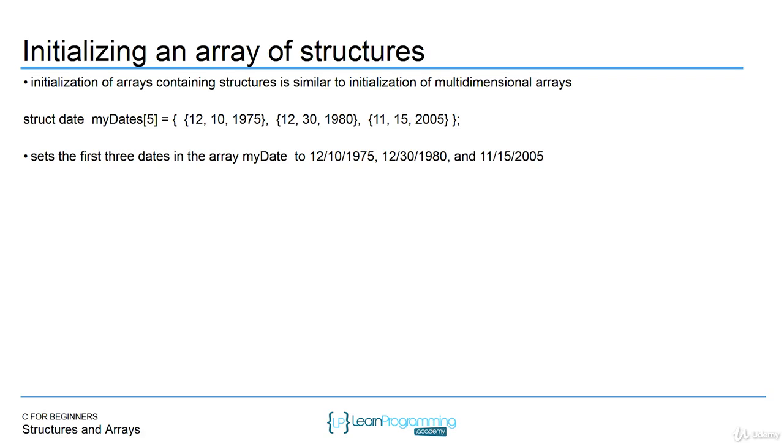And because we didn't supply the other 2 elements in the myDates array, those are not going to be initialized to anything. So this will set the first three dates in the array myDates to 12/10/1975, 12/30/1980, and 11/15/2005. The inner pairs of braces are optional, just like in a multidimensional array. But again, it makes it easier to read, easier to follow with those inner braces. I would follow that convention.